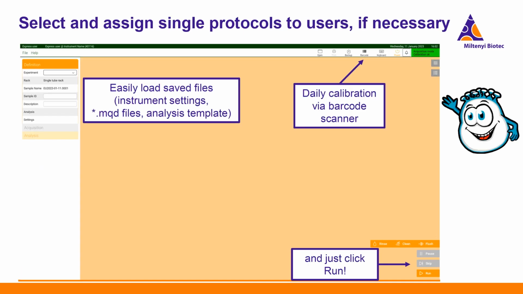Besides the very detailed user management system that allows you to configure custom roles and use preset roles to realize the segregation of duty as necessary on our instruments, we also have a special mode called the Express User. It allows you to select and assign single protocols that you pre-configured as an administrator to users if necessary. Users can thereby easily load saved and validated instrument settings as well as analysis templates for their gating strategy. Users can perform the daily calibration of the instrument and basically just click and run the assay required.